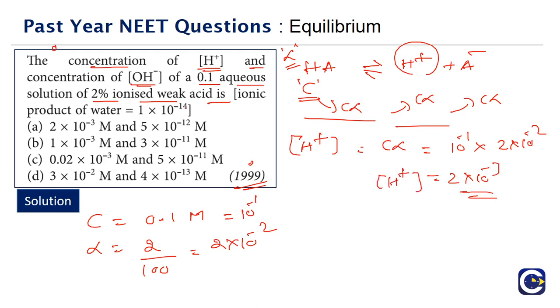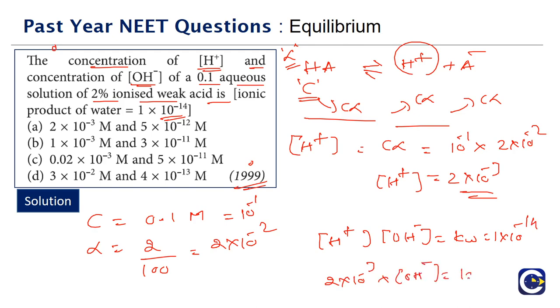And since the ionic product of water at the given condition is 1 into 10 power minus 14, what is the relation between the two? H plus concentration into OH minus ion concentration is equal to Kw, which is 1 into 10 power minus 14. H plus is 2 into 10 power minus 3, into OH minus is equal to 10 power minus 14. So the OH minus value will be equal to 10 power minus 14 by 2 into 10 power minus 3, which will be 10 power minus 11 by 2, that is 5 into 10 power minus 12.